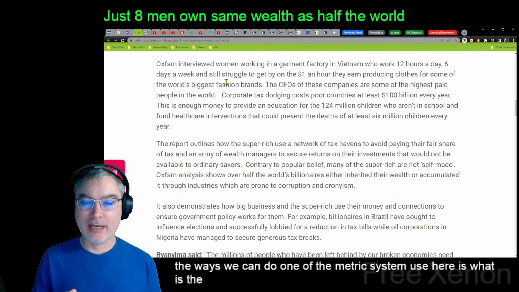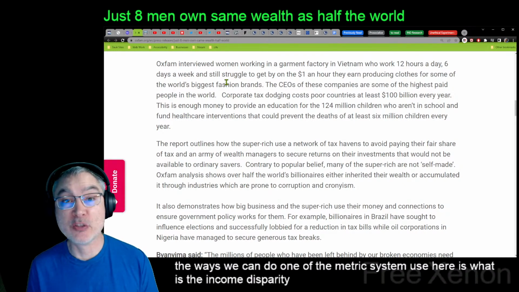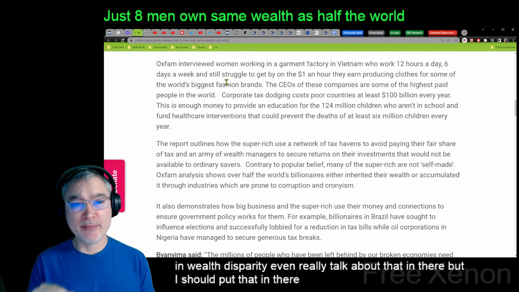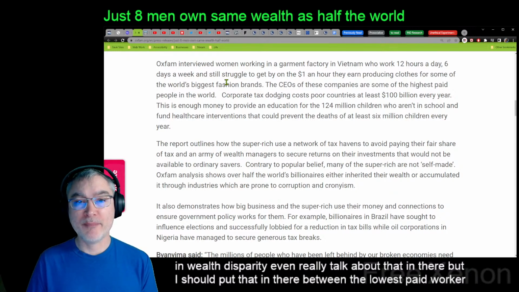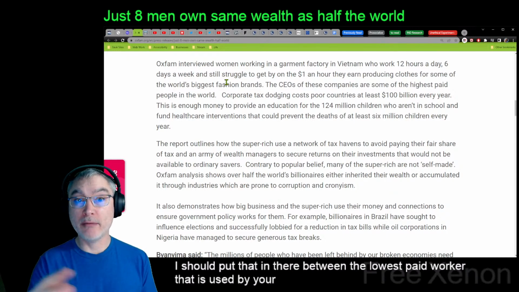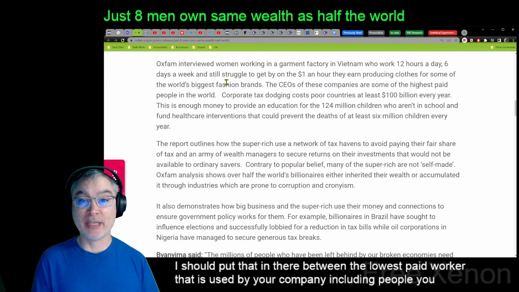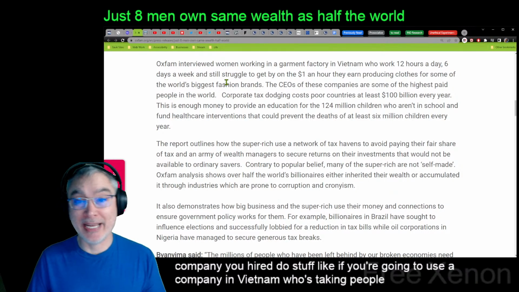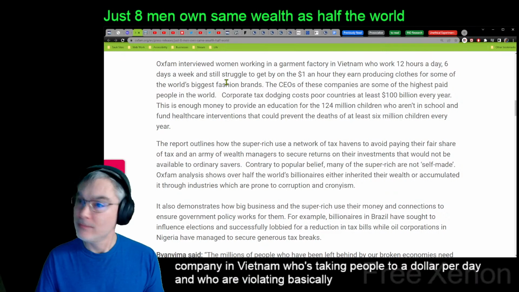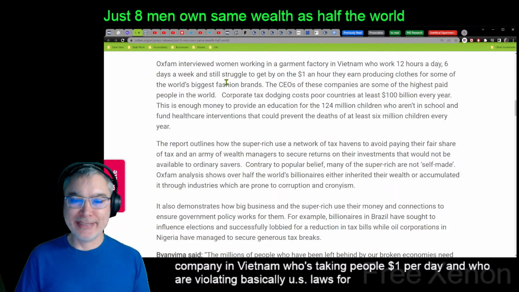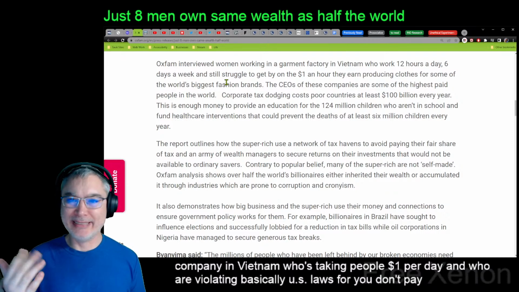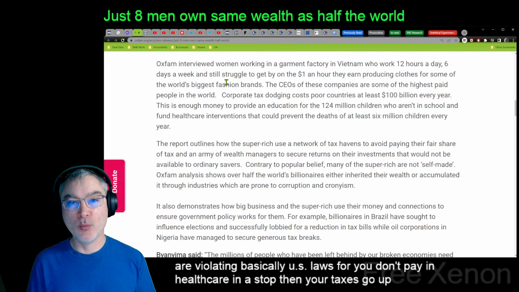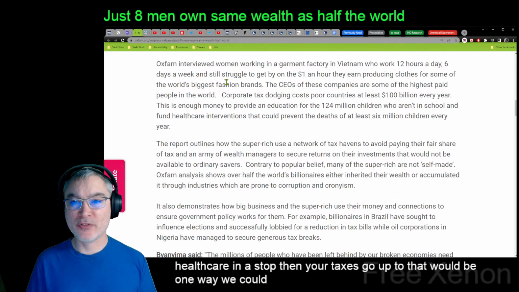the income disparity, and a wealth disparity even. I haven't really talked about that in there, but I should put that in there. The wealth disparity between the lowest paid worker used by your company, including companies you hire to do stuff. Like if you're going to use a company in Vietnam who's paying their people $1 a day and who are violating basically U.S. laws for pay and healthcare and that sort of stuff, then your taxes go up. So that would be one way we could solve that issue here.